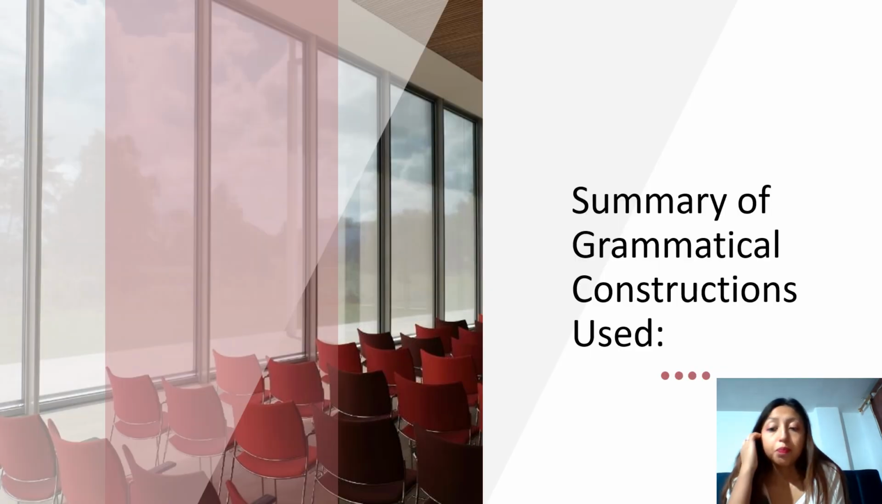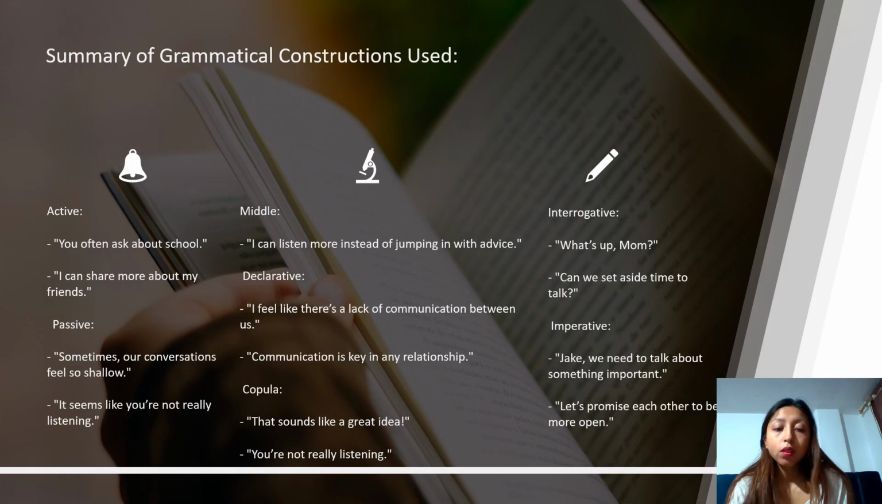Well, I finished the dialogue between the parent Sarah and the teenager Jake. Now I'm going to give you a summary of the grammatical constructions that I used in this dialogue. In active voice, the subject of the sentence performs the action. For example, you often ask about school, or I can share more about my friends. Next, we have passive voice, where the subject receives the action and the doer may be omitted or introduced with by. In the example I presented before, sometimes our conversations feel so shallow and it seems like you're not really listening.